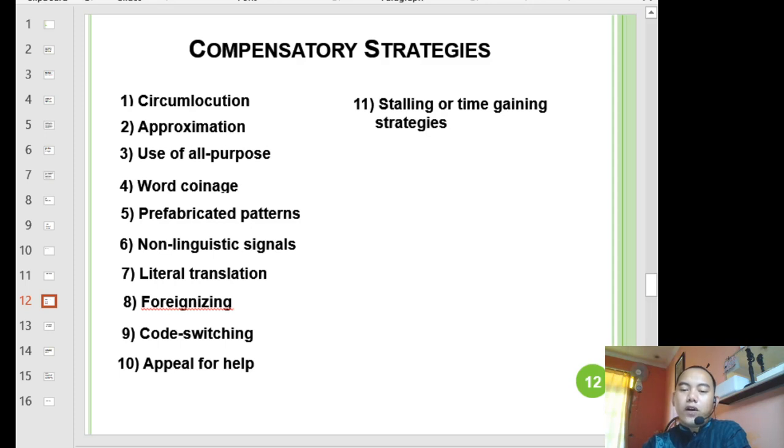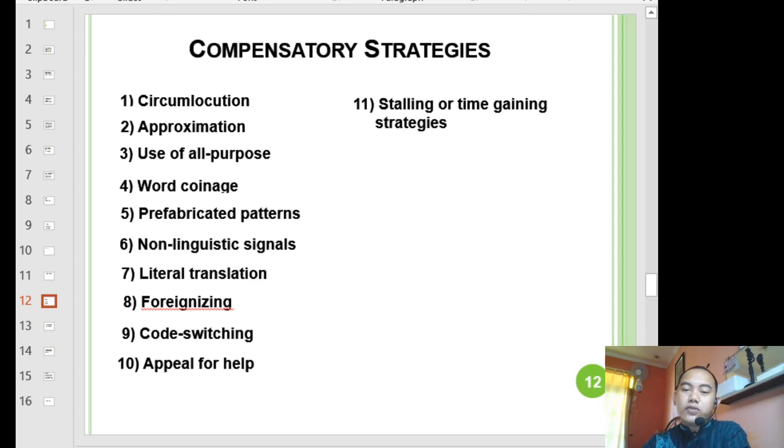Number 3, use of all-purpose words, extending a general empty lexical item to contexts where specific words are lacking. Word coinage. Number 4, creating a non-existing L2 word based on a supposed rule. Number 5, prefabricated patterns, using memorized stock phrases, usually for survival purposes. Number 6, non-linguistic signals, mime, gesture, facial expression, or sound imitation.